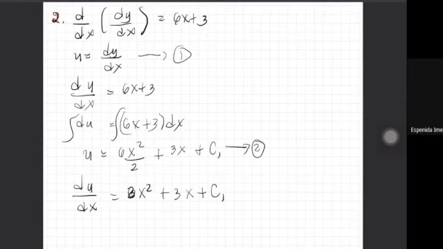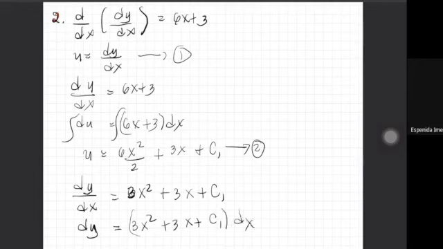So this is quite simple. You don't need to go through FOLDE in this case. I'm sorry, this is dy dx, so you have dy equals 3x squared plus 3x plus c sub 1 quantity dx. So this is simpler than the first one, because there's no need for you to go through FOLDE. This is just simple integration, variable separable.